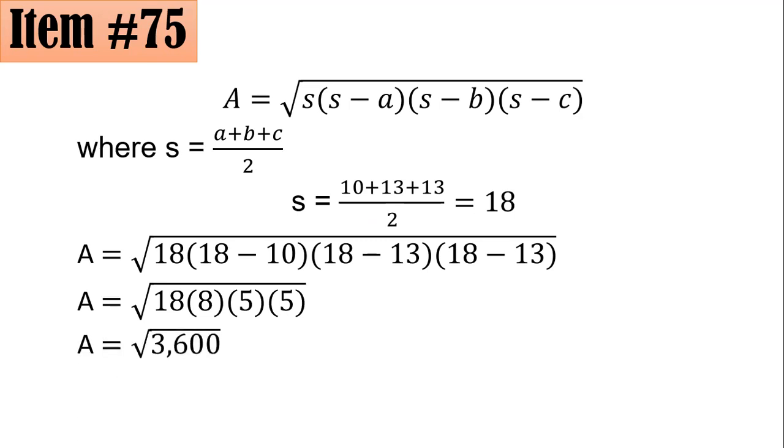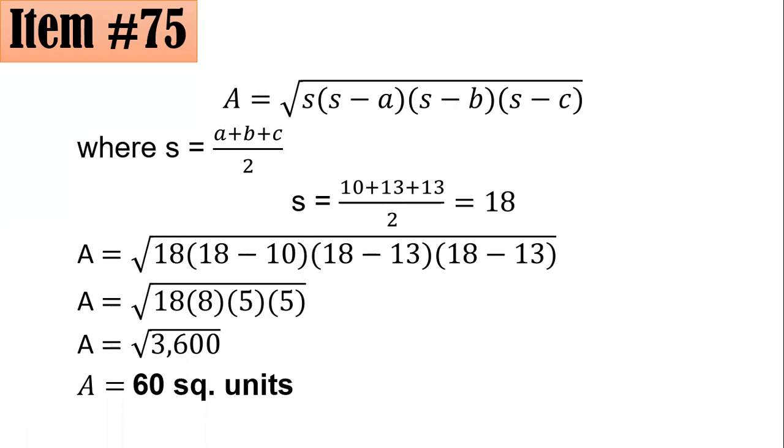If I'm doing competitions or if I am teaching my students in competitions, I actually give them certain shortcuts on how to do this, even without calculators. But anyway, let's take advantage of your calculators. So if you multiply everything inside, that's 3,600, whose square root is 60. Hence, your area is 60 square units.